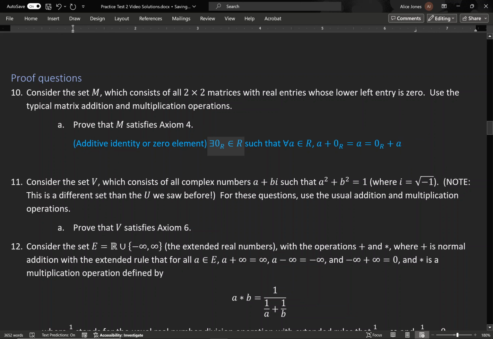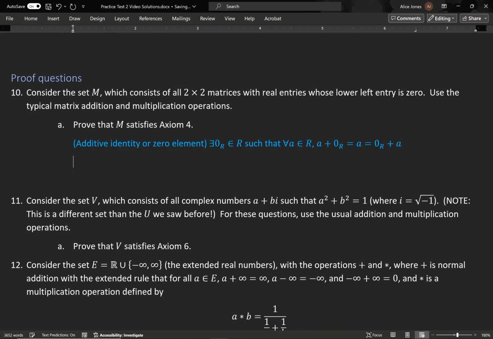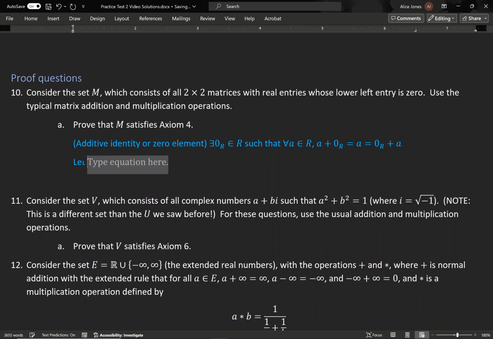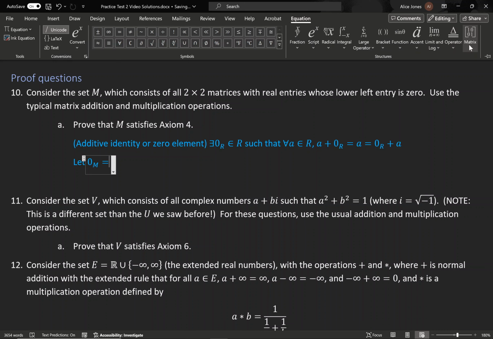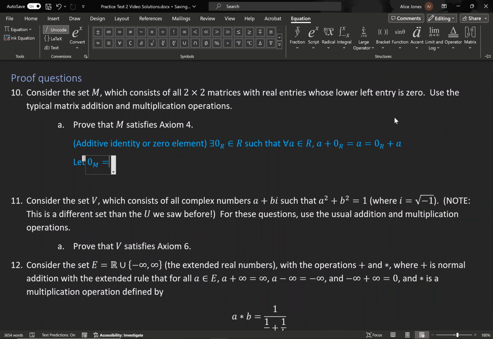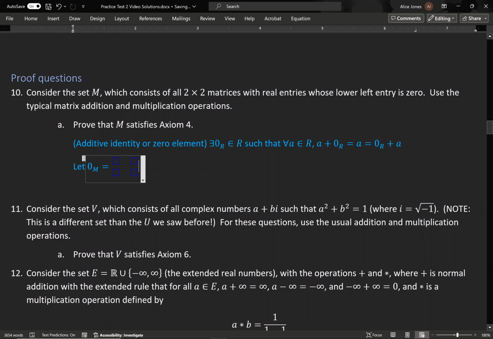So this is not too bad for matrices. If we're just doing regular matrix addition, the zero matrix is just the matrix of all zeros. So we're going to assert that 0 sub M is going to be the zero matrix. How do I insert this? I need an equation with a 2x2. I don't know the keyboard shortcut for the 2x2, so I just insert it from there.